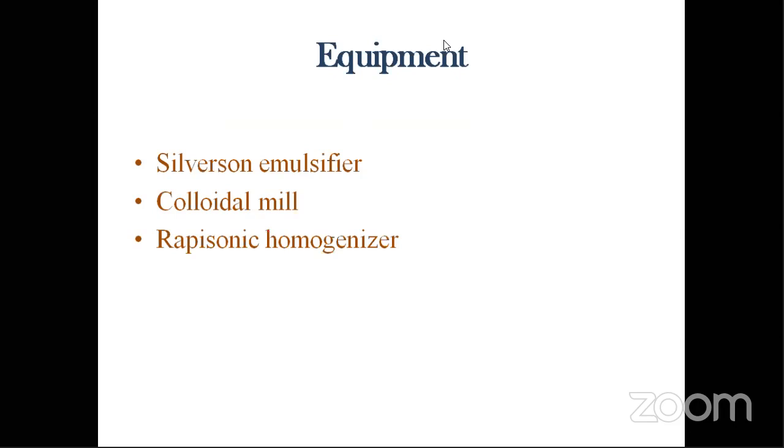So now let us come to individually what are the equipments we are using in this mixing process. First, all these equipments are used in the case of fine emulsion preparations, like the Silverson emulsifier, colloidal mills, and Rapid-Scenic homogenizer. All three equipments have different working principles. So now one by one, let us come to the first.